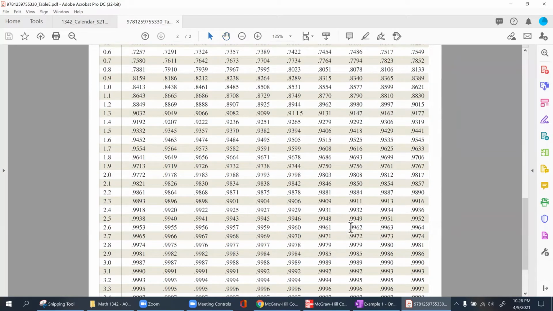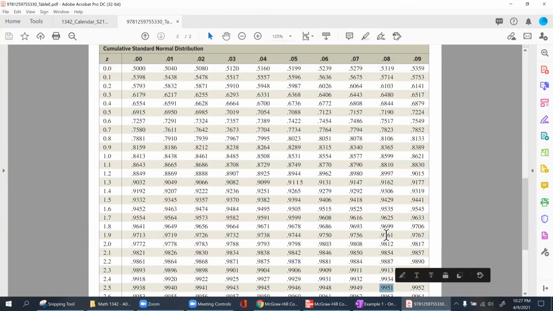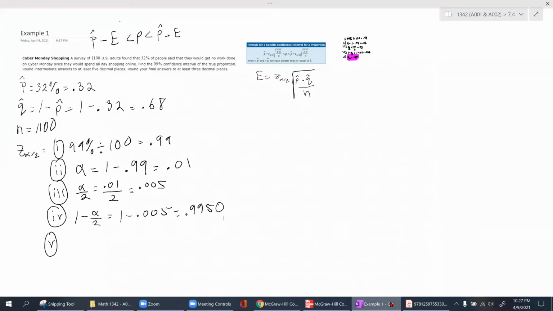Again, we said if you had to, where is it, oh, up here. Do you remember what we had said? What do we do if I'm bounded exactly the same distance between both of them? You round up. So that means we're going to look at this one, so this is going to be 2.58. That is my z value.